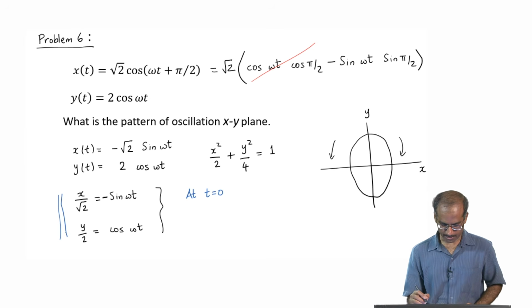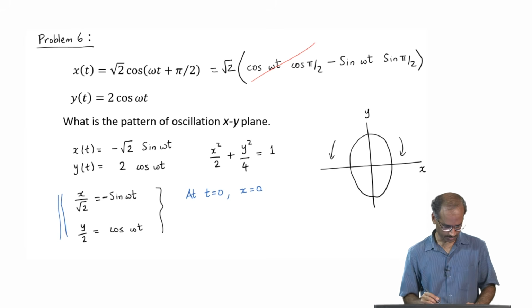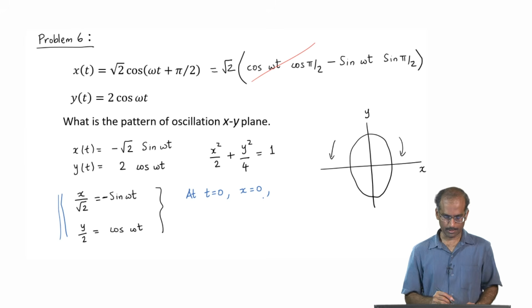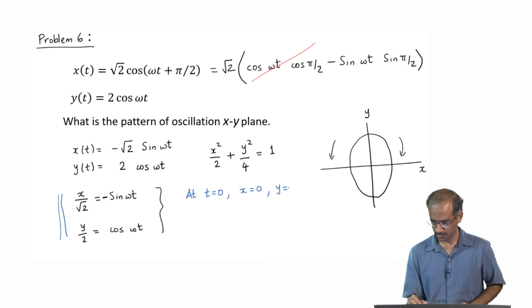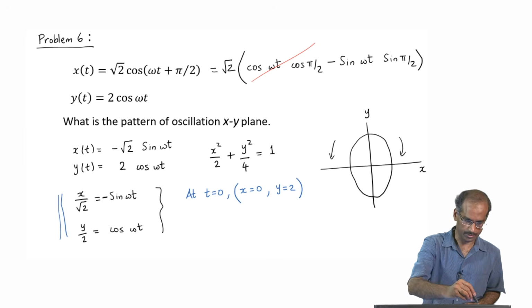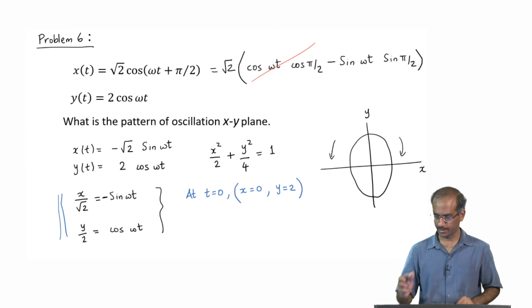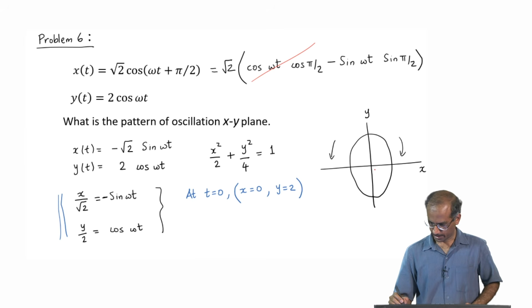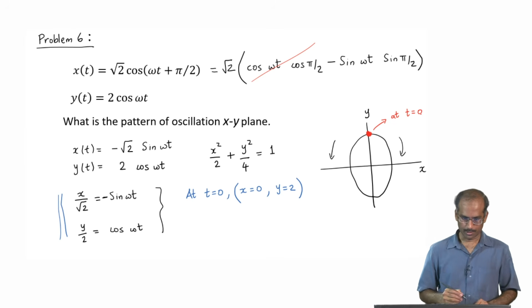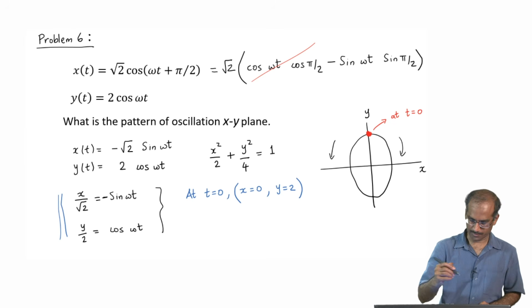If you do that, it tells you that at t equal to 0, x is equal to 0 and the value of y is equal to 2, because cos 0 is 1. So, y is equal to 2. So, this is the position of particle at t equal to 0. So, I have identified one position at t equal to 0. So, I can put that. So, x equal to 0, y equal to 2 will be this point. So, this is the point at t equals 0. Now, I need one more point as well.